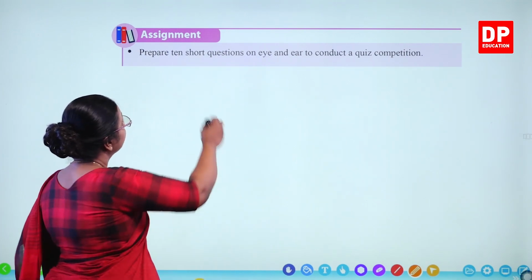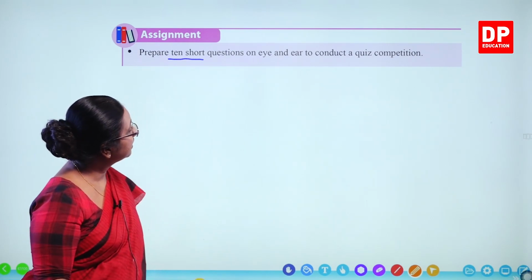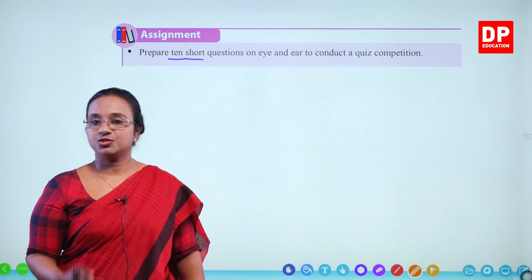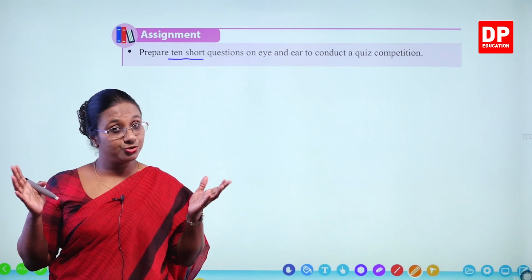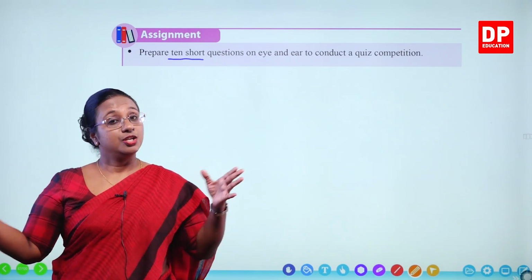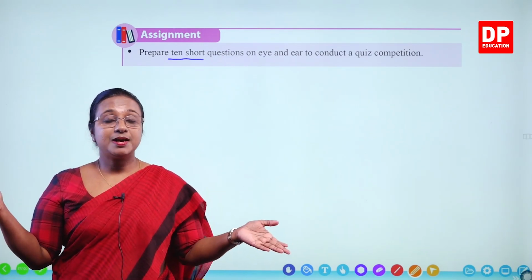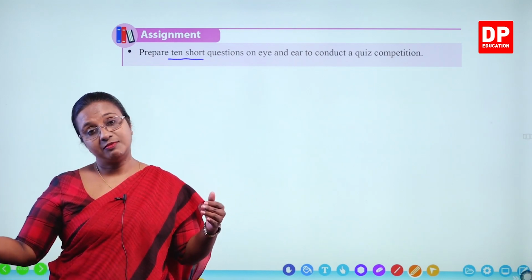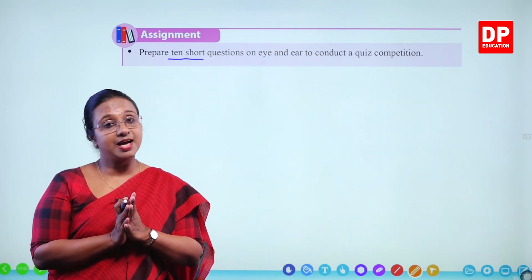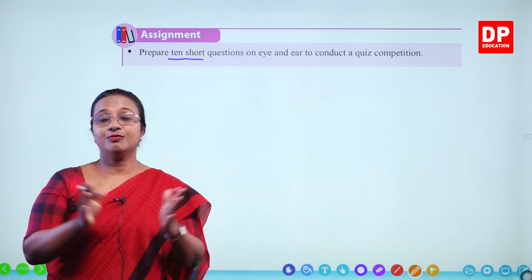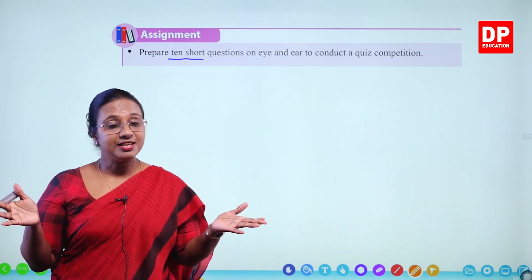Prepare 10 short questions on the eye and ear to conduct a quiz competition. You all are familiar with quizzes. You all like to do quizzes. You have 2 teams. Each team prepares 10 questions and one team asks the questions of the other. You put the points and you find the winner. So, that's a very simple thing.